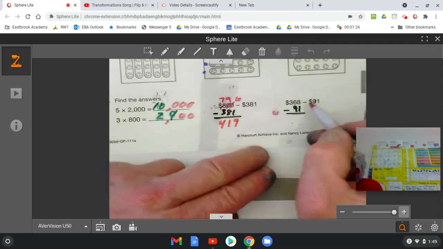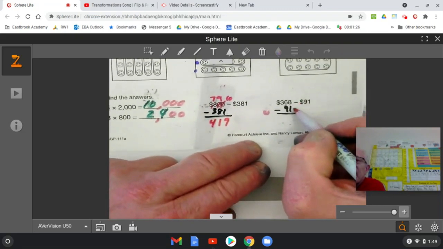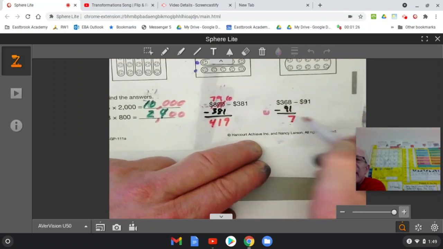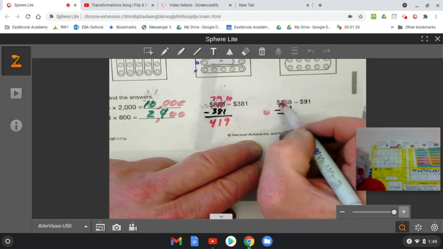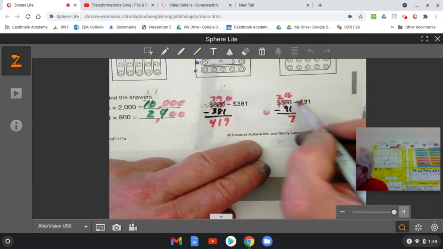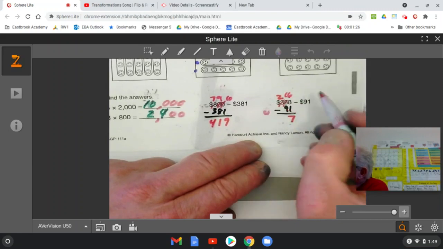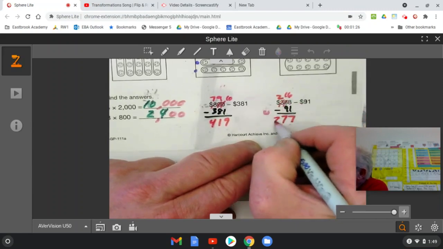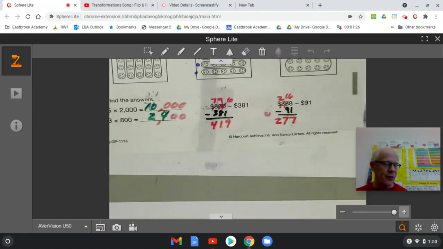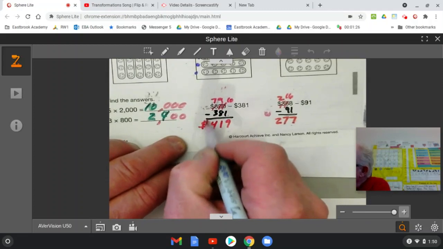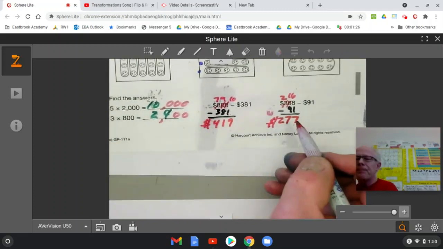And then the last one here. Can I do 8 minus 1? Yep, 7. Can I do 6 minus 9? Nope, I got to borrow from the 3. The 3 becomes 2. 6 becomes 16. 16 minus 9 is what? 7. 2 minus nothing is 2. So the answer would be 277. And I see dollar signs here, so I'm going to make sure to put the dollar signs.